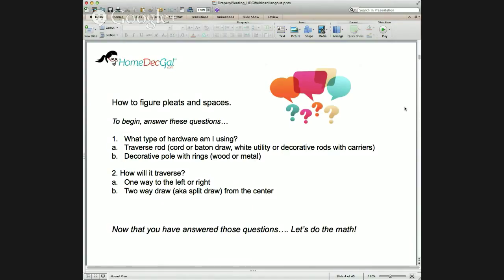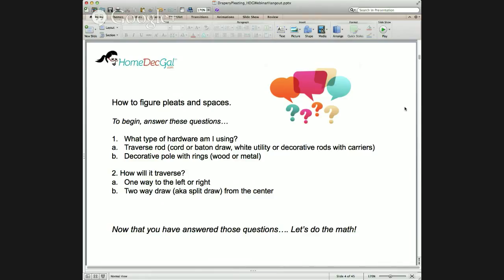So now we're going to talk about how to figure pleats and spaces. To begin with, you have to answer these questions. First, what type of hardware am I using? A traverse rod, which is either a cord or baton draw rod, like a white utility rod, like a Kirsch or Graber utility hardware. Or a decorative rod with carriers, and a metal finish or a wood finish that does have carriers and operates and has an overlap. That would be a traversing rod.